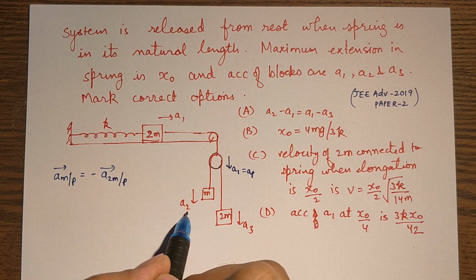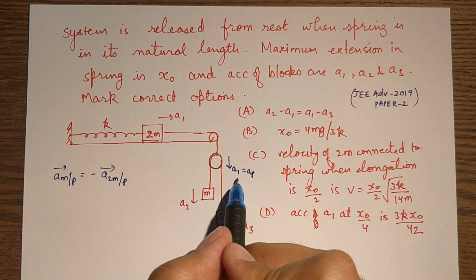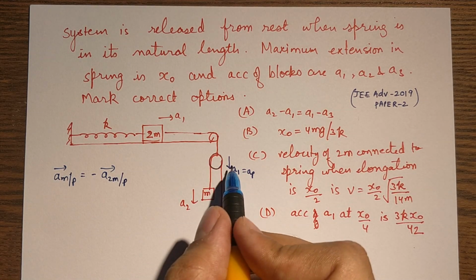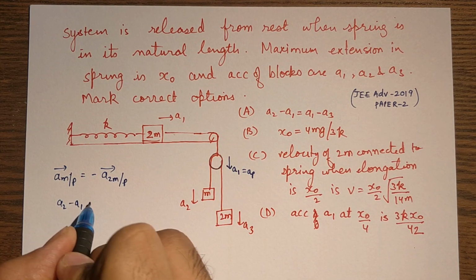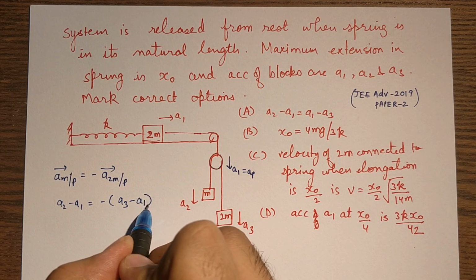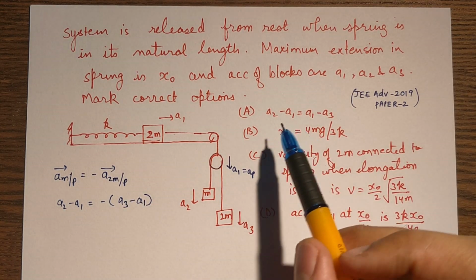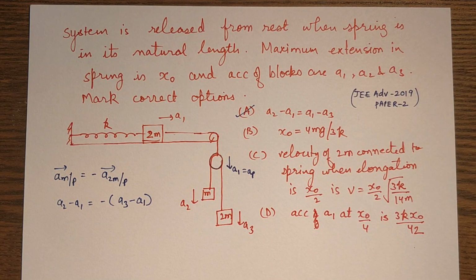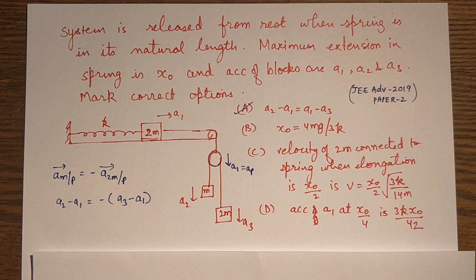What is the acceleration of m with respect to the pulley? Its acceleration is given as a2, and the acceleration of the pulley is a1. So the acceleration of m with respect to the pulley will be a2 minus a1. This will be negative of, similarly, a3 minus a1. So this is the same as the given option A, and you can see that this is the correct option. Now for the other options, what is important is that we simplify this diagram, to understand it better.